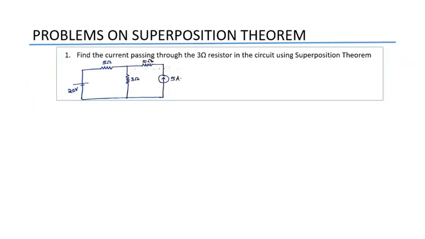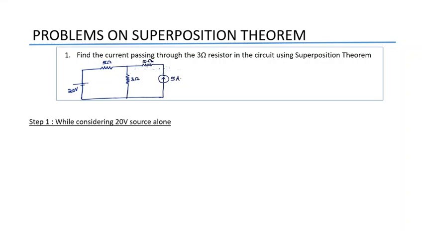Now let's move to the problems. Let's consider a simple problem. For the given circuit, find the current passing through the 3 ohm resistor using superposition theorem. So the first step is, let's consider the 20 volt source alone.